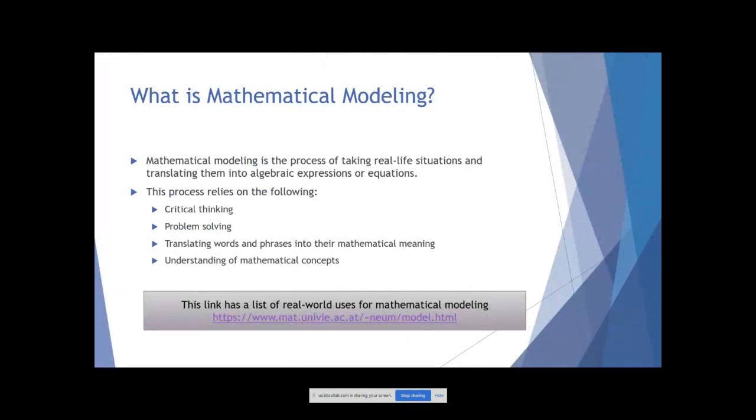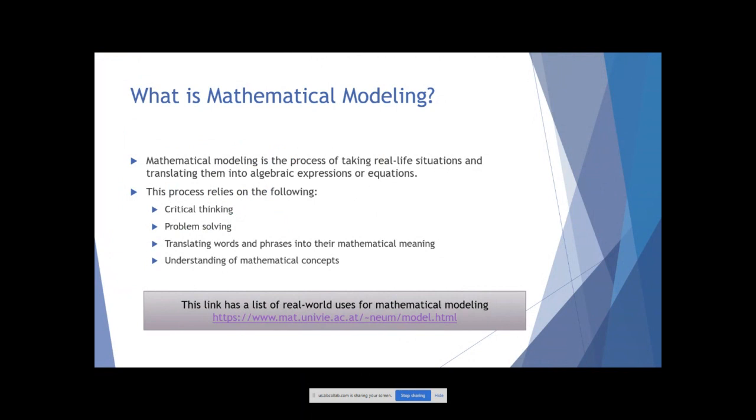So first, what is mathematical modeling? Modeling is the word that we use when we talk about word problems. So mathematical modeling is the process of taking real-life situations and translating them into algebraic expressions or equations. So the modeling is the process of getting the equations that you then have to solve. This process relies on critical thinking, problem solving, your ability to translate words and phrases into what they mean mathematically, and then your understanding of mathematical concepts and how things work.